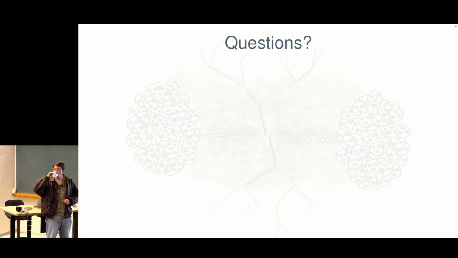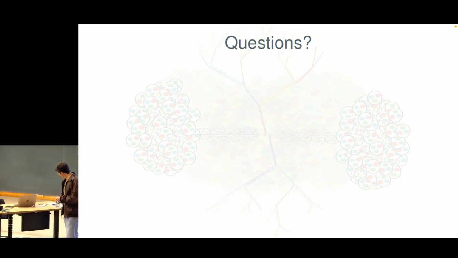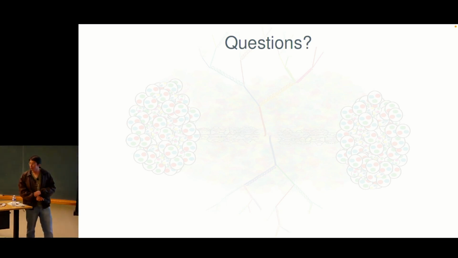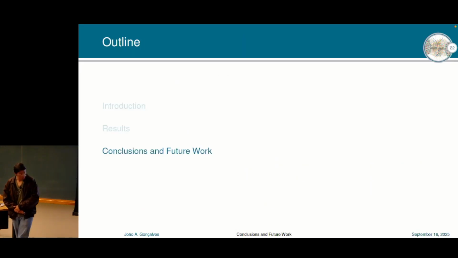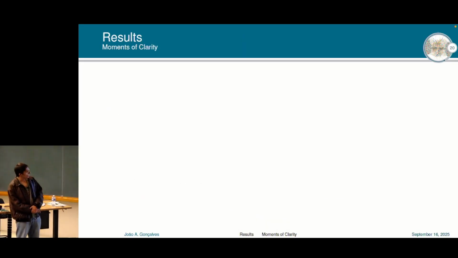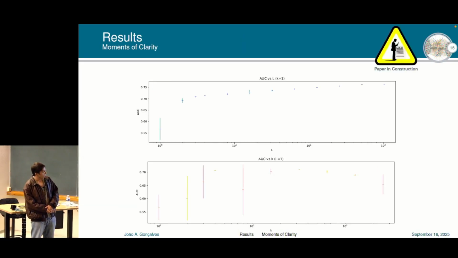So I have a quick question. At some point you defined some notion of effective latent space. Can you explain a little bit more what's going on here?